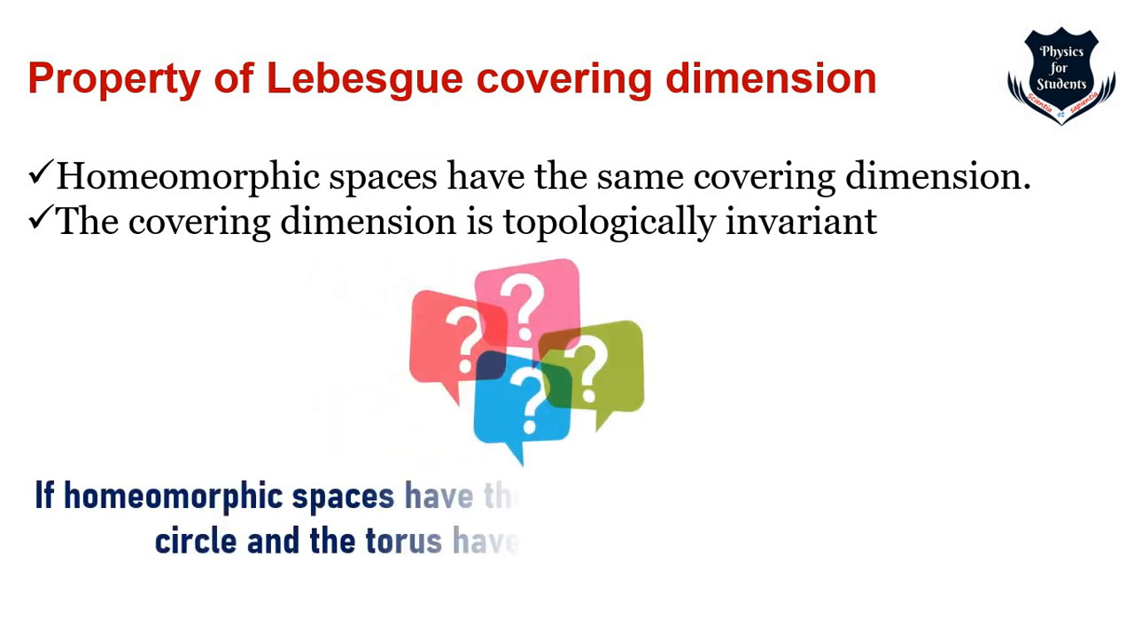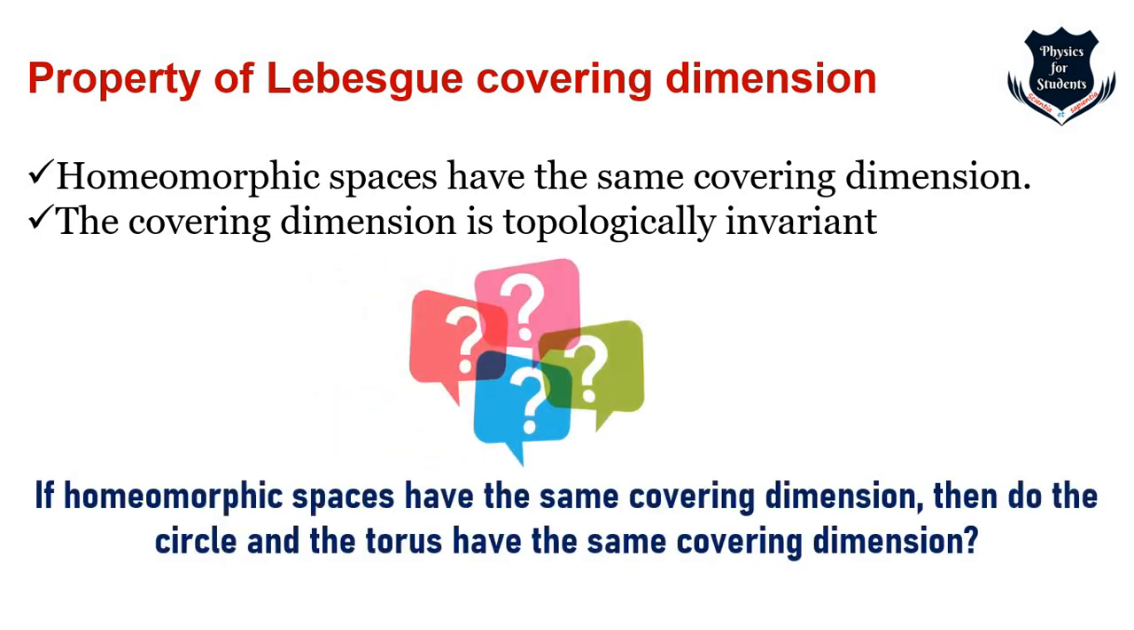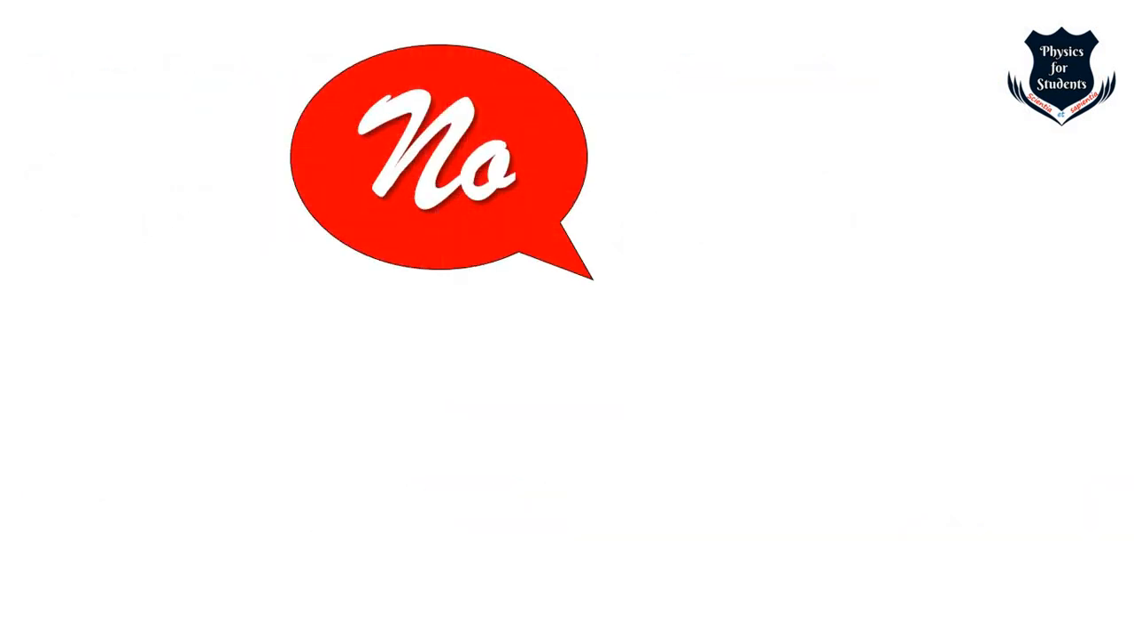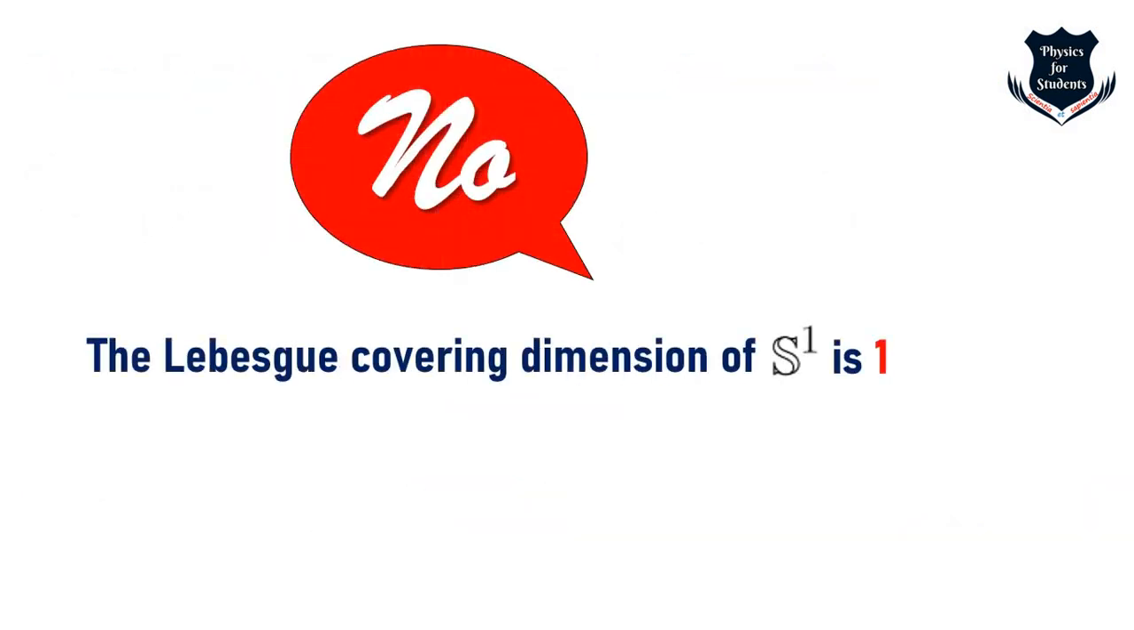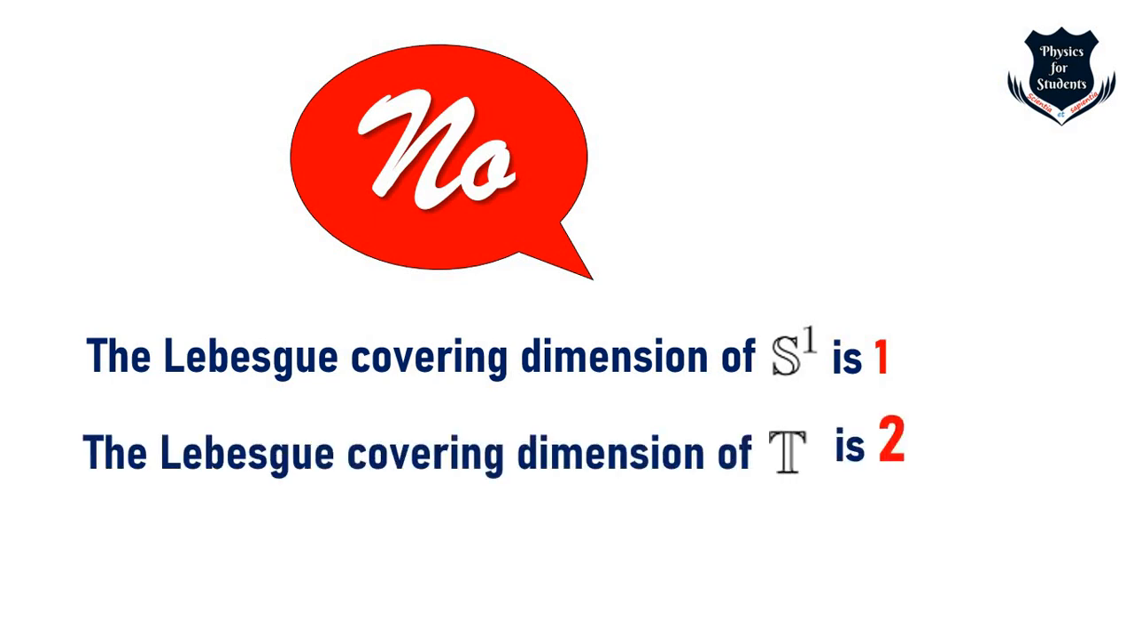Now the question we have is that if homeomorphic spaces have the same covering dimension, then do the circle and the torus have the same covering dimension? This is the question which we are taking out from Lebesgue covering dimension and trying to answer. And obviously it is a no, because the Lebesgue covering dimension of the circle S1 is 1, and the Lebesgue covering dimension of the torus is 2. So I think you got this point.